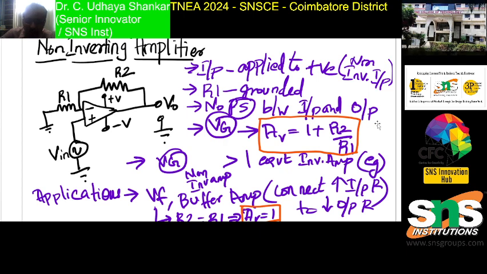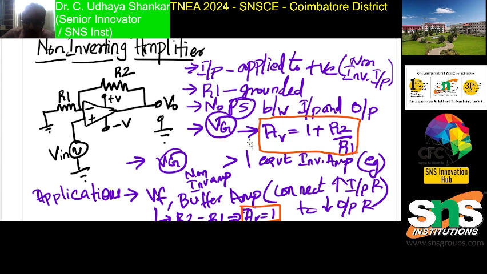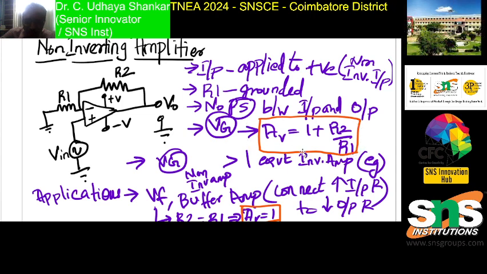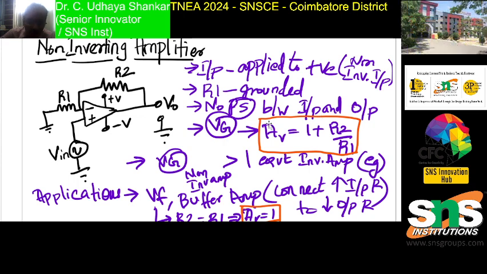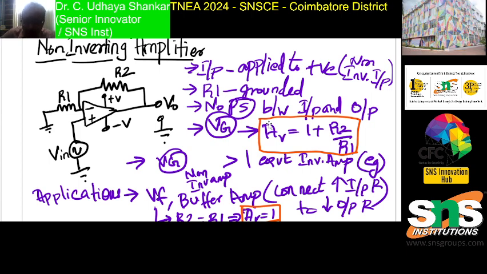Here again, through derivations, which you can refer to in the books, you will get the formula: the voltage gain is given by 1 plus R2 by R1. So from this you can understand that the voltage gain of the non-inverting amplifier is always greater than 1 for the equivalent inverting amplifier.